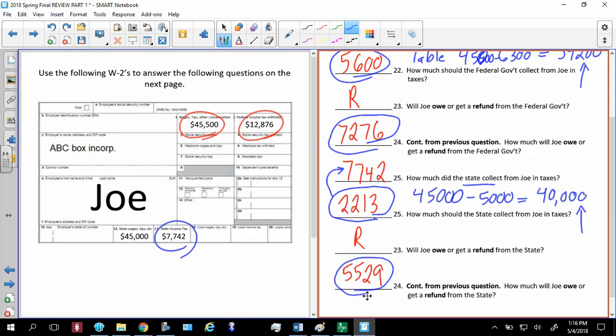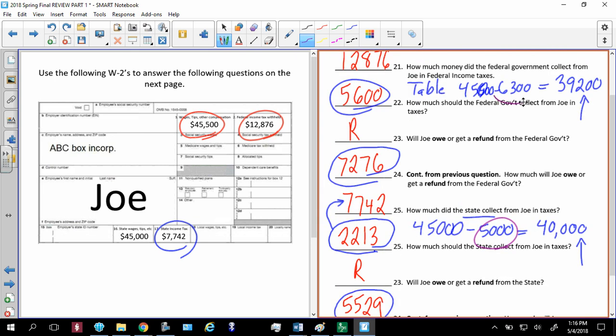So there you go. Now the tax table and all that will be supplied to you when you take the final. But the biggest thing is to remember the $5,000 for state, and then lastly, the $6,300 for federal.